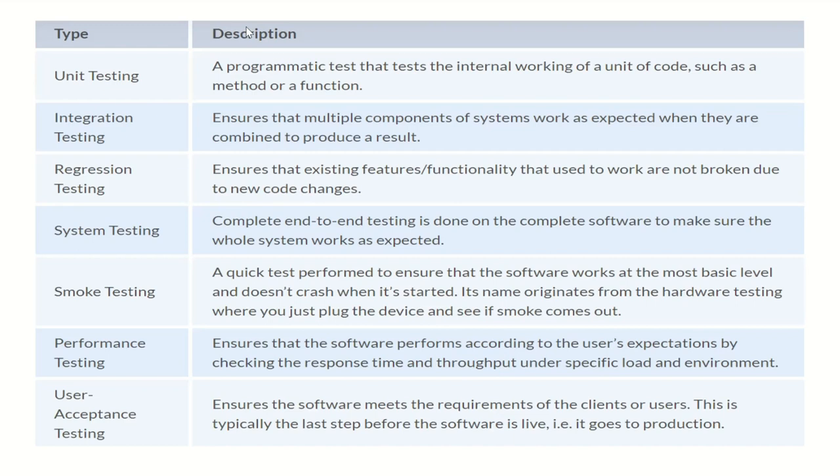Performance testing ensures that the software performs according to the user's expectations by checking the response time and throughput under a specific load and environment. User acceptance testing ensures the software meets the requirements of clients or users. This is typically the last step before the software is live.